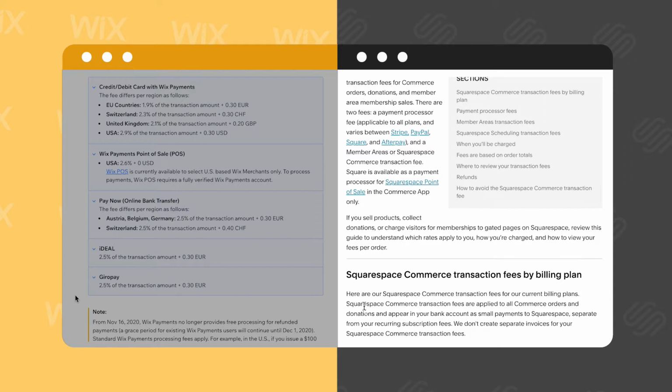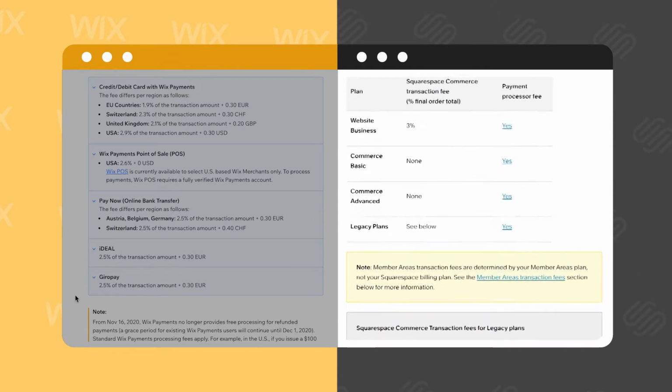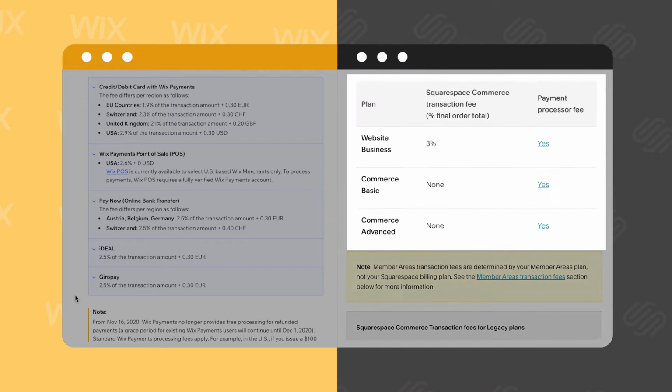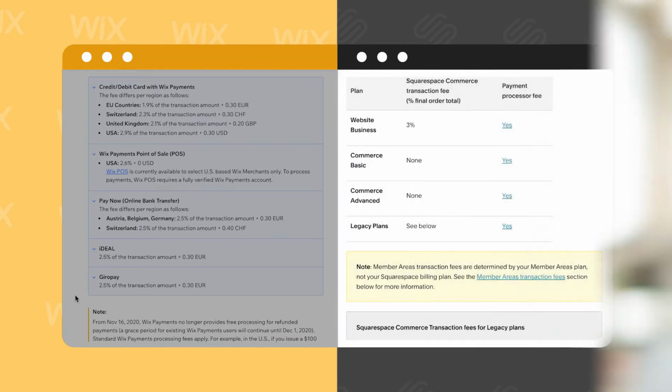Squarespace limits the payment providers and it only supports Stripe, PayPal, and Square. Squarespace doesn't charge any transaction fees on basic commerce plan and advanced commerce plans. But this builder will take 3% of each sale you make if you are selling on the Business plan.